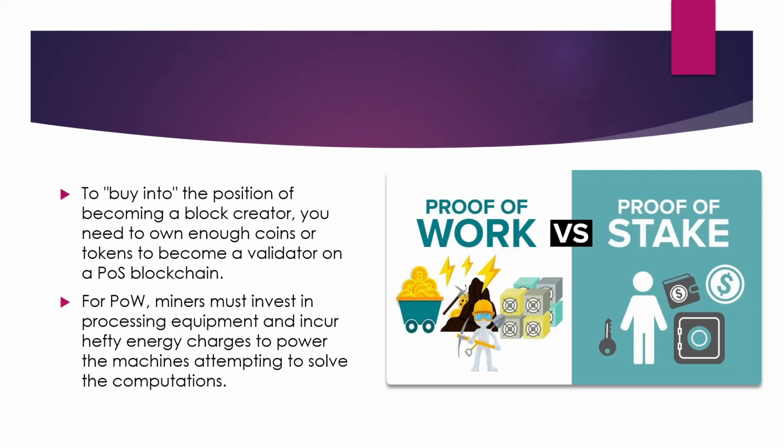To buy into the position of becoming a block creator, you need to own enough coins or tokens to become a validator on a proof of stake blockchain. For proof of work, miners must invest in processing equipment and incur hefty energy charges to power the machines attempting to solve the computations. Both consensus mechanisms help blockchains synchronize data, validate information, and process transactions. Each method has proven successful at maintaining a blockchain, although each has pros and cons. However, the two algorithms have very different approaches.